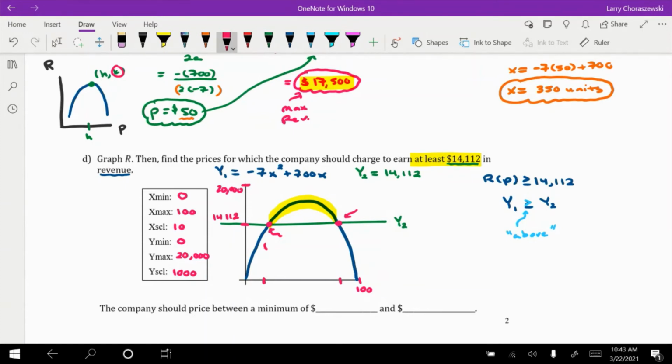Yep, I concur with that. So the first point of intersection should be at 28, comma 14,112. That 28 would represent the minimum price for which to start earning a revenue of at least 14,112. And then the next one is going to be at 72, comma 14,112. So this would be our maximum price.